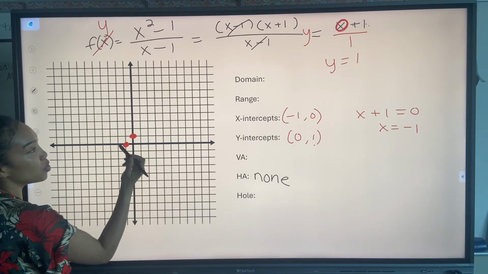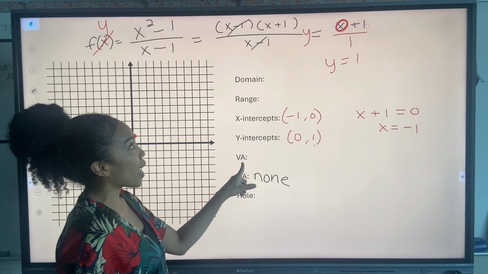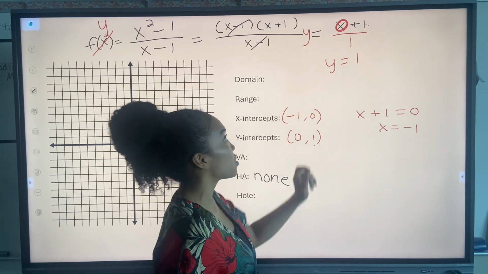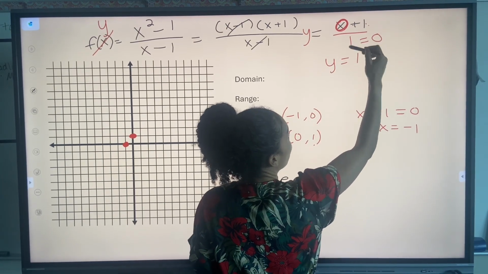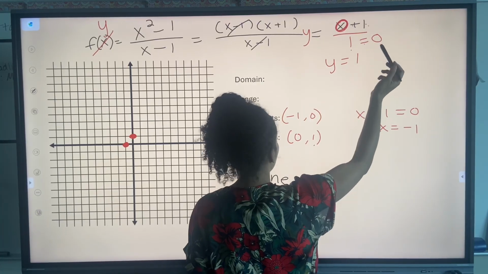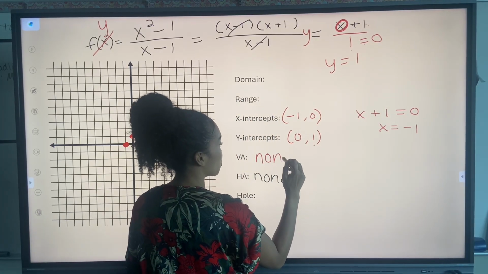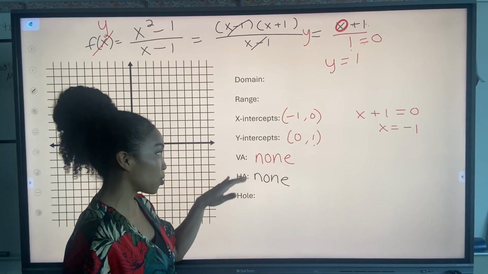All right, let's keep moving. Vertical asymptote, you set the denominator equal to 0. Well, the denominator is 1. If you set it equal to 0, that makes no sense. 1 does not equal 0. So there's no vertical asymptote.